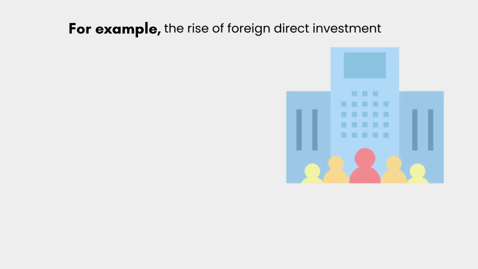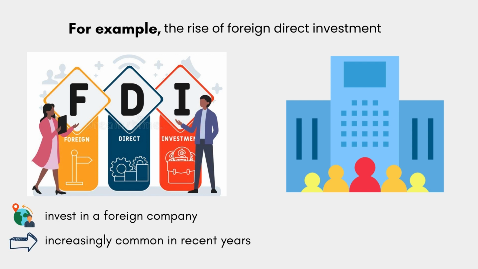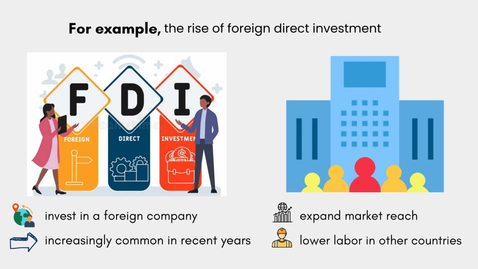For example, the rise of foreign direct investment. FDI occurs when a company or individual invests in a foreign company or establishes a subsidiary or branch in a foreign country. This type of investment has become increasingly common in recent years as companies seek to expand their market reach and take advantage of lower labor and production costs in other countries.